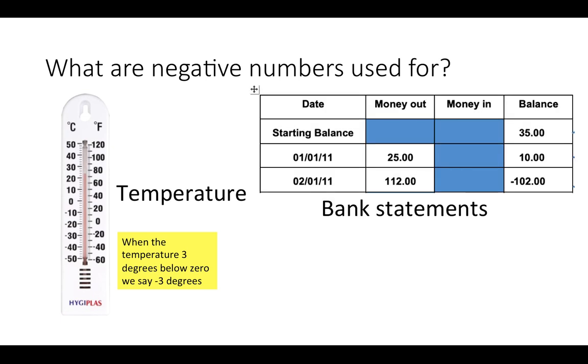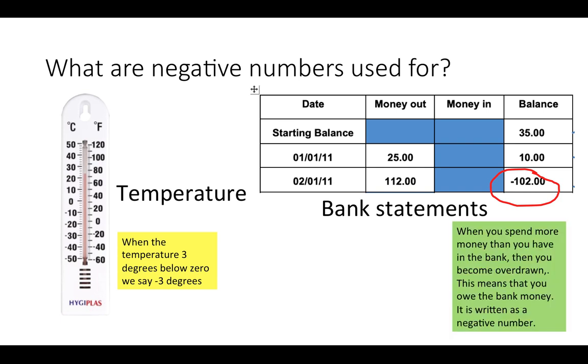Another time we use negative numbers is with bank balances. If you draw out more money than you actually have, you end up owing the bank some money, and that is shown as a negative number. This bank balance is -102. The person owes the bank £102. They are overdrawn.